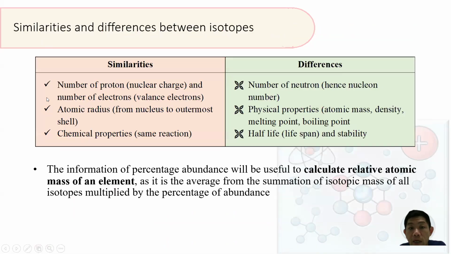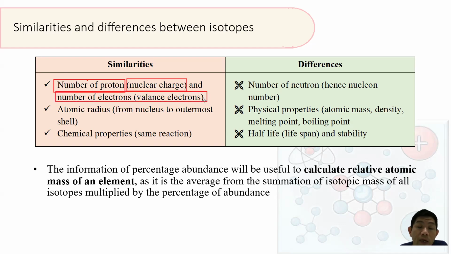So shown here are the similarities and differences between isotopes. Some of the similarities, as you can see from the table just now: they have the same number of protons, also known as nuclear charge, and the same number of electrons, so the same valence electrons. Now, we are talking about neutral atoms, not ions, right? In terms of atomic radius, they have the same atomic radius, since they have the same number of protons and electrons, and therefore the same chemical properties.